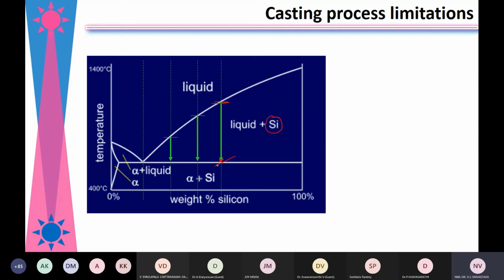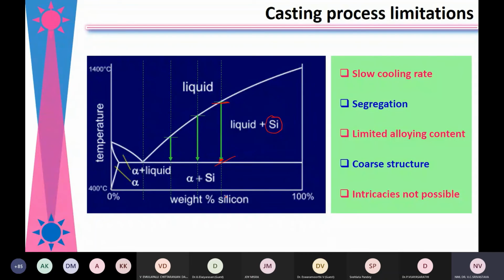So somehow we have to do something so that even after using silicon in larger amount as an alloying element, we can get smaller silicon size in the aluminum matrix. But generally, the casting processes lead to slow cooling rate. So if you come from this temperature to this temperature, and the cooling rate is very slow, the silicon gets enough time to coarsen. So it becomes very large in size. So the casting process doesn't give the possibility of using more and more silicon in that.